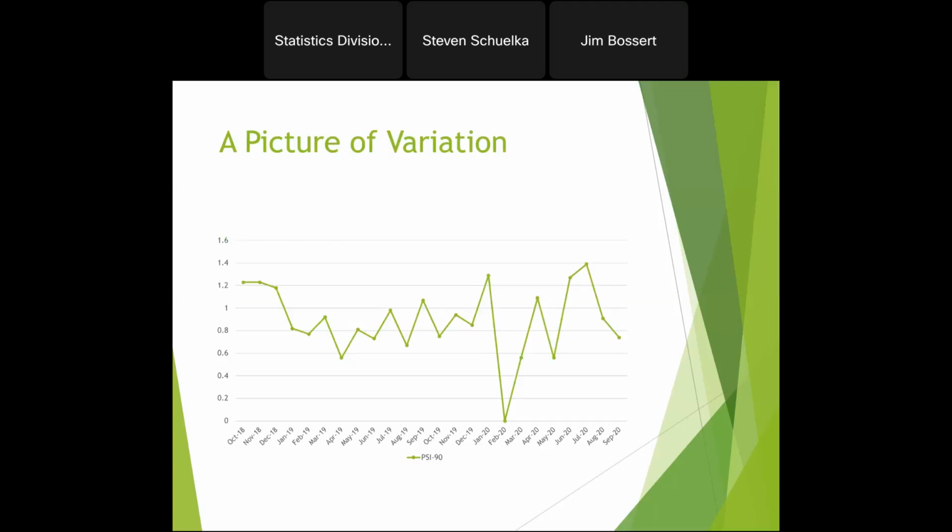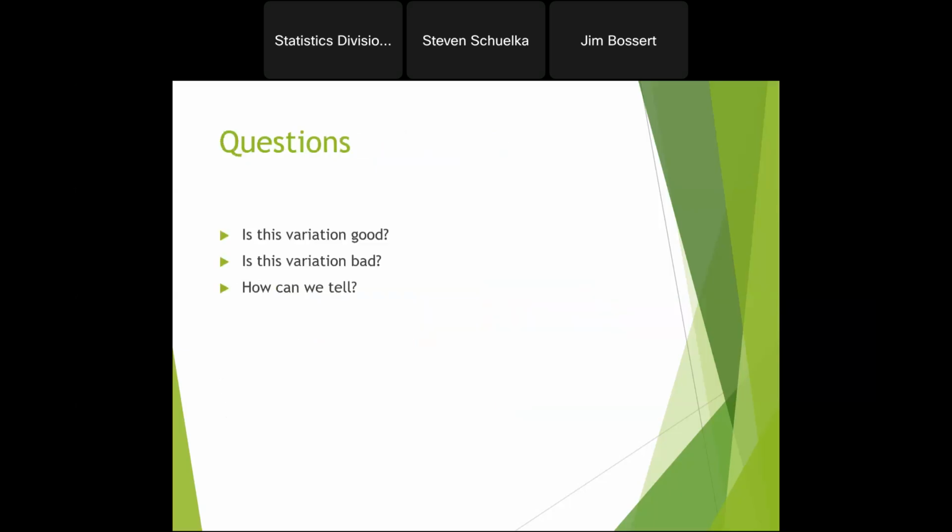Now, when we look at variation, here's just a simple example. We look at this variation and you see it. Most of you look at it and say, yeah, okay, but you don't know whether it's good, whether it's bad, whether this is normal. So we have to think about how do we look at it and how should we react to it?